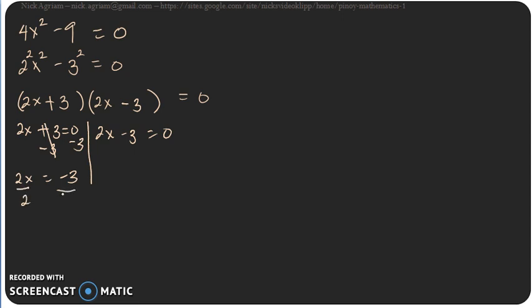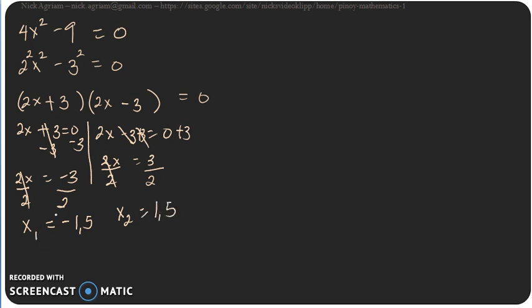Divide by 2, divided by 2. Or x sub 1 is equal to negative 1.5. The same is true here. Plus 3 there, plus 3. We have 2x is equal to 3. Divide it by 2, divide it by 2. Then we have x sub 2 is equal to 1.5. Positive and negative. There is another solution for this.